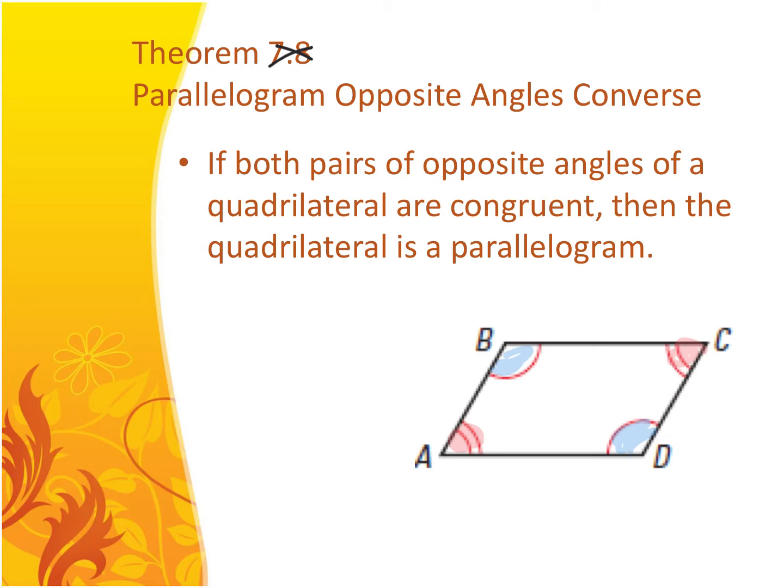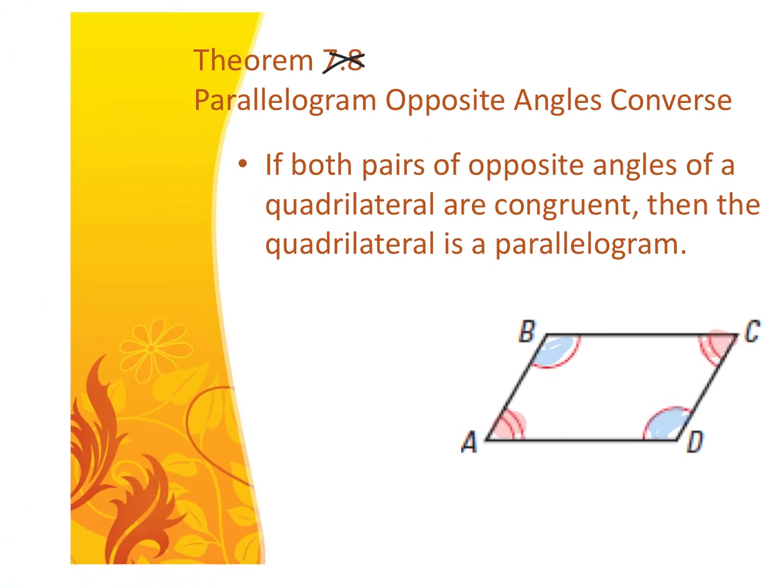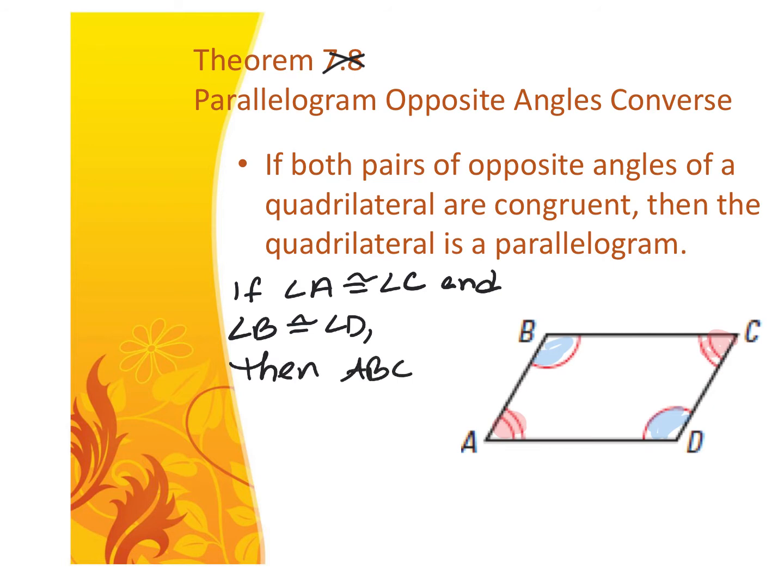And again, if you wanted to make a statement based off of the picture, you would have stated that if angle A is congruent to angle C and angle B is congruent to angle D, then ABCD is a parallelogram. This is our second way of proving that a quadrilateral is a parallelogram, by showing that both pairs of opposite angles are congruent.